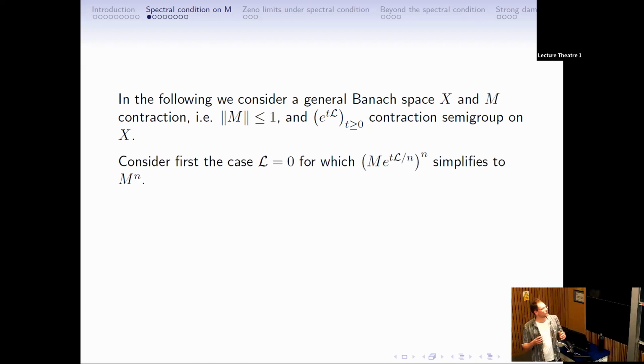Okay, first I want to motivate the spectral condition. I want to find some condition on M where it's clear that this operator product can converge, and okay, for all bounded L. If it converges for all bounded L, then it needs to converge for the trivial case L equal to 0. So when does this operator, M to the power n, converge as n goes to infinity? That is the question.